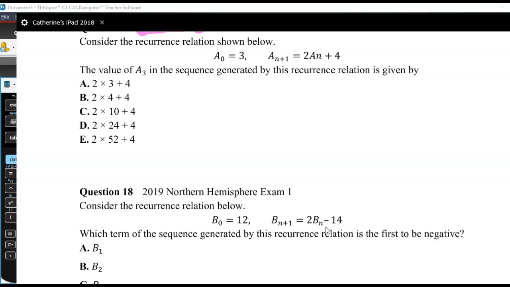Okay, so question 17 from the 2019 exam. Consider the recurrence relation shown below. So there's our initial term, A0 equals 3, and there's our rule linking the current term to the next term: An plus 1 equals 2An plus 4. The value of A3 in the sequence generated by this recurrence relation is given by.